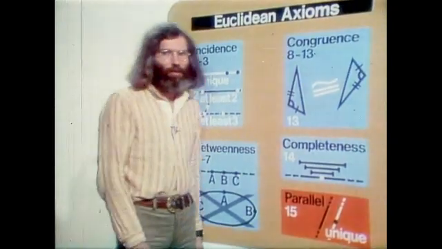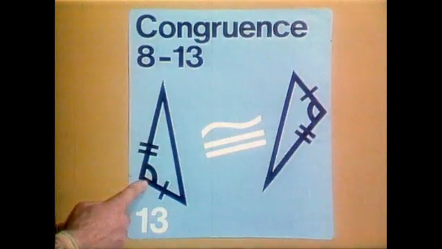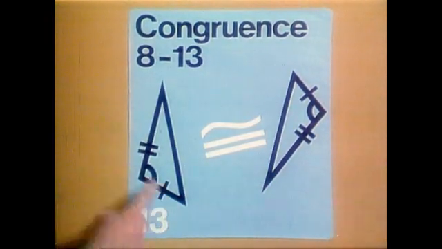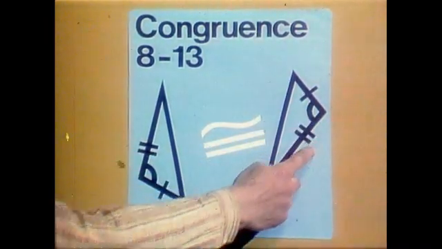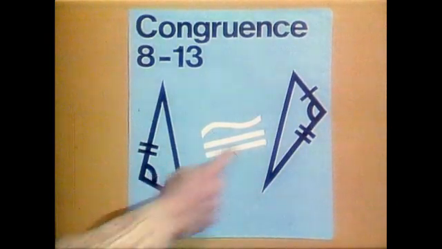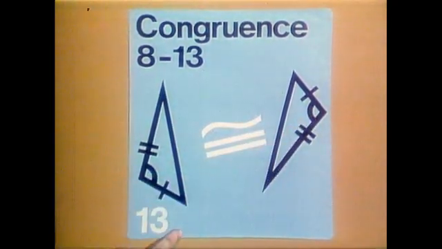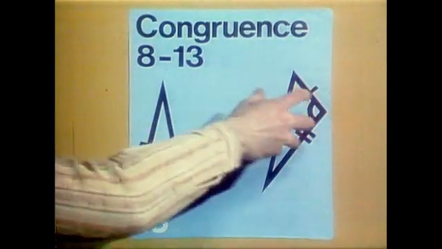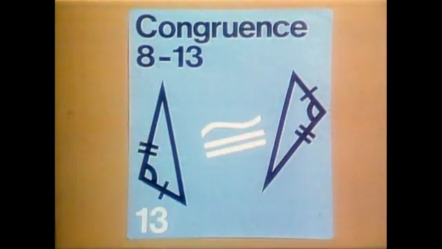Congruence axioms are about lengths and angles. This one says, if I've got 2 triangles, and I've got 2 pairs of sides equal, and if the included angle is also equal, then the triangles are congruent. That's to say, they're equal in all respects. Well, that's just a formalization of the fact that I can imagine picking that triangle up and putting it down on top of that one, and they'd fit exactly.